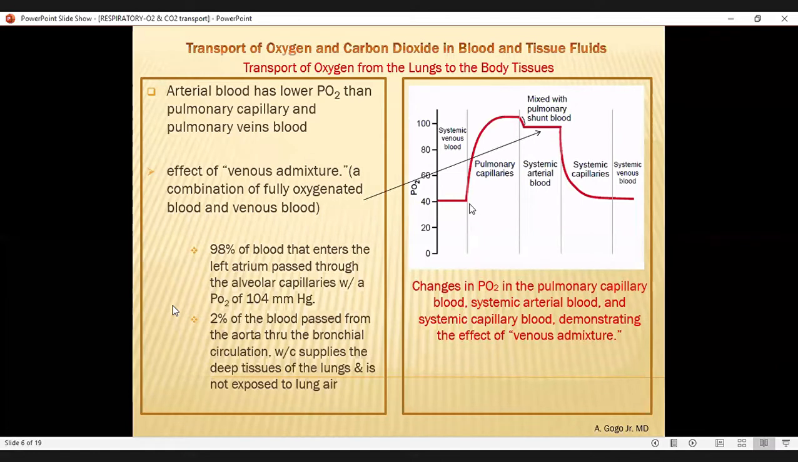The pulmonary capillaries will be filled up with oxygen and then mixed with pulmonary shunt blood, which is the blood from the bronchial area. So the continuation of that is the lowered systemic arterial blood oxygen. The effect of venous admixture is a combination of fully oxygenated blood and venous blood. So 98% enters the left atrium, passing through the alveolar capillaries with a PO2 of 104 millimeters of mercury. 2% of the blood passes from the aorta through the bronchial circulation, which supplies the deep tissues of the lungs. When it is mixed, this one here will lower.